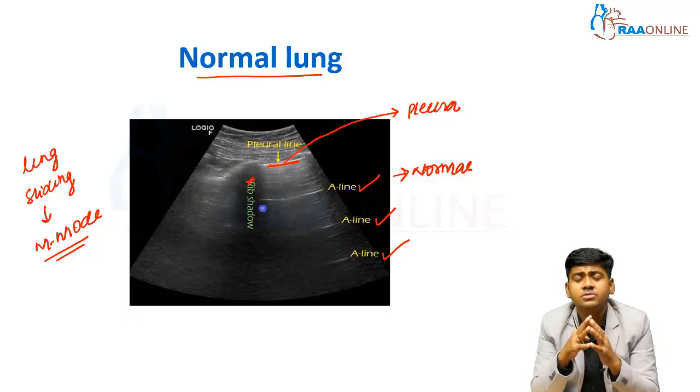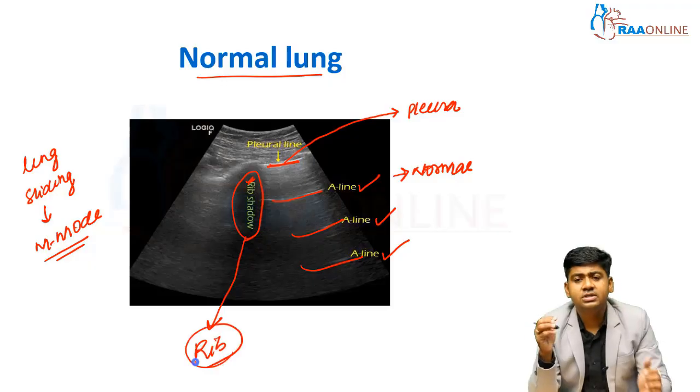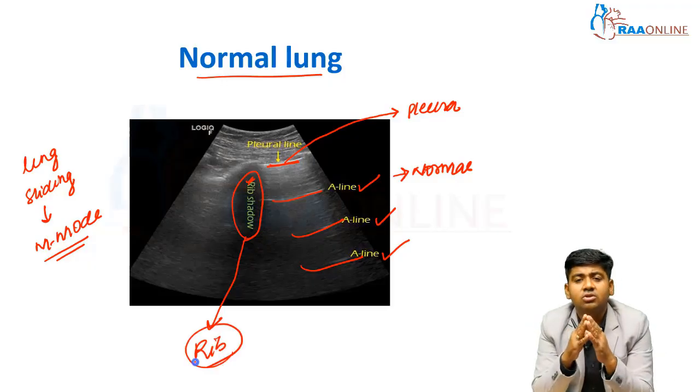Yes, there are two types of image, mostly anechoic image and hyperechoic image. So here you can see this is the anechoic image. This is the hyperechoic image. So here you can see the rib shadow. So this is the normal lung, and the lung is continuously moving. The pleura is normal. The ribs are normal. The lung sliding is normal, and there is proper aeration in the lungs. So this is normal lung only.